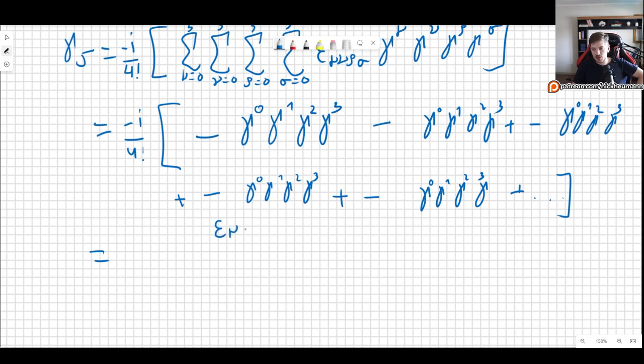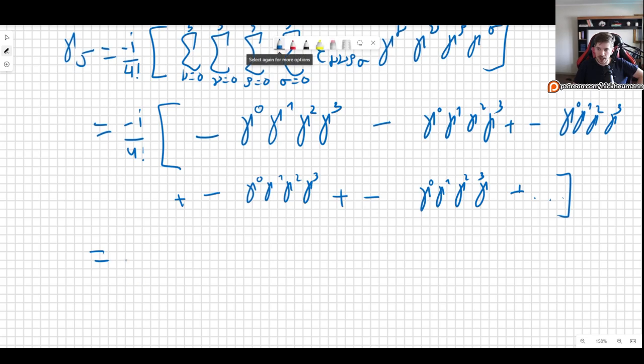Well, if epsilon mu nu rho sigma is what we are using, we only have 4 possible values, and they cannot repeat. So we have 4 in the first position, right? It can be 0, 1, 2, 3, but then it can no longer be whatever that is. So now we only have 3 possibilities. Then we have only 2 possibilities and then 1 possibility. So we have 4 factorial possibilities.